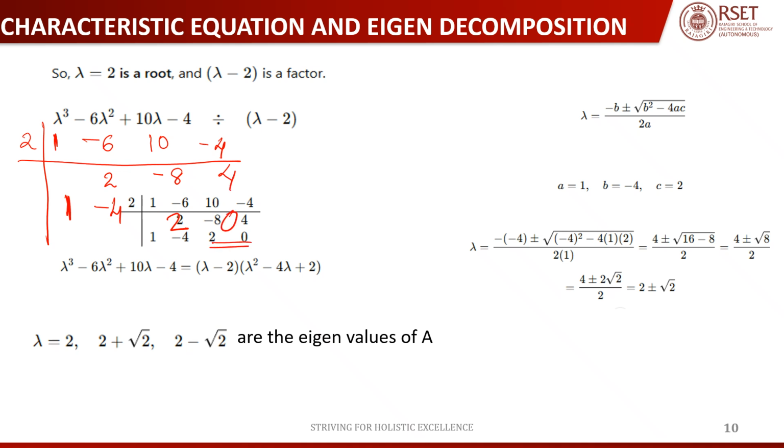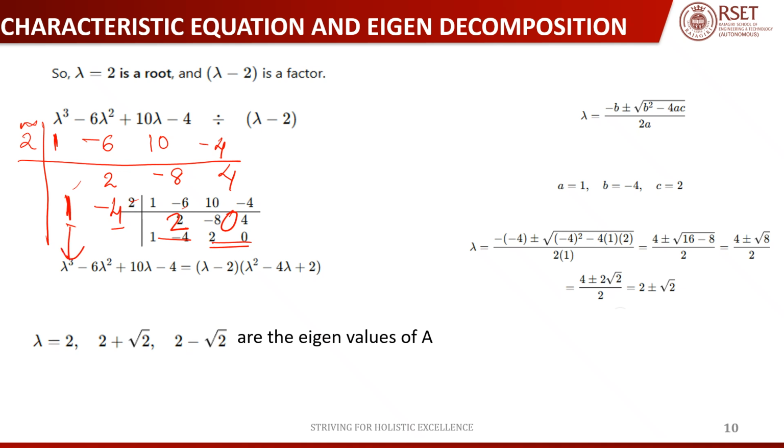I will always get the last term to be 0 if this particular number is the root of this characteristic equation. My last entry will be 0. So now I have some terms, which is 1, -4, and 2. Since it was a third degree polynomial and we have one root, these particular terms will be the coefficients of the second degree polynomial.